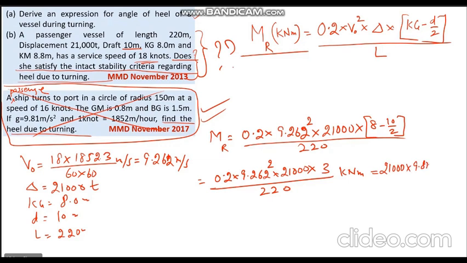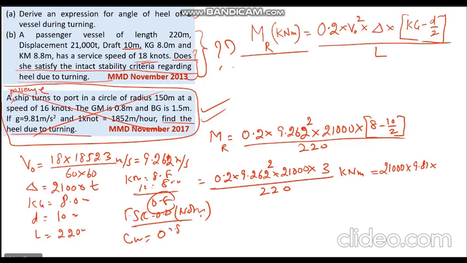What is g? 9.81. What is the GM of the ship? KM is given in the question. Just see, KM 8.8, KG 8. Any mention of FSM? No, sir. FSC is not given. So therefore, GM will be 0.8. Right, guys? Correct. Okay, so M into g into GM into sine theta. You can now calculate, do sine inverse and give me the value of theta, guys.